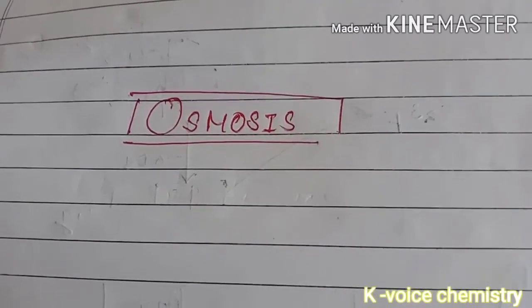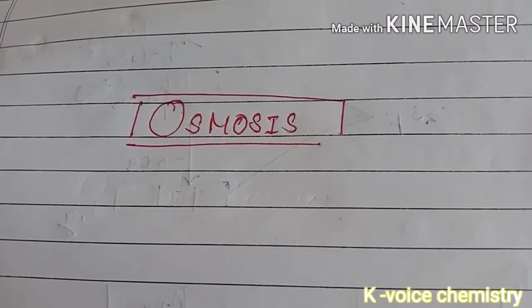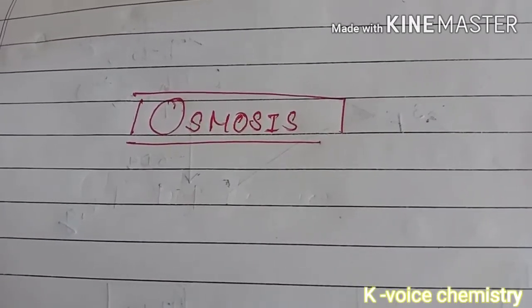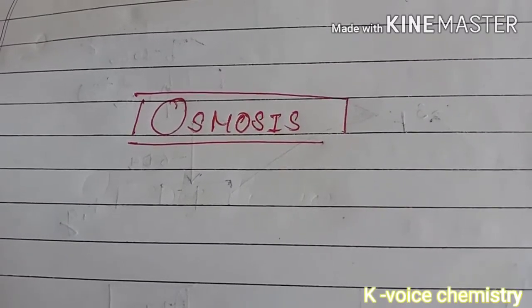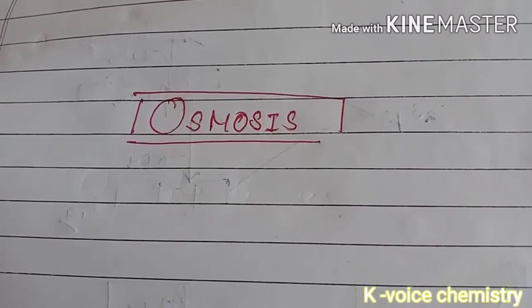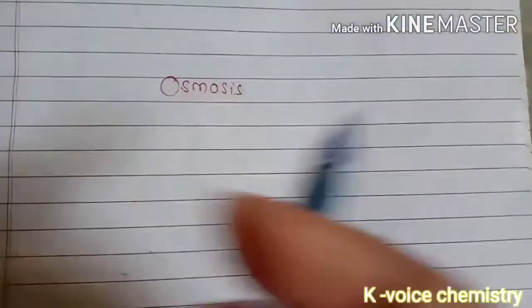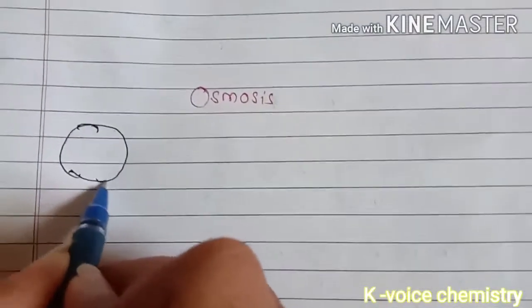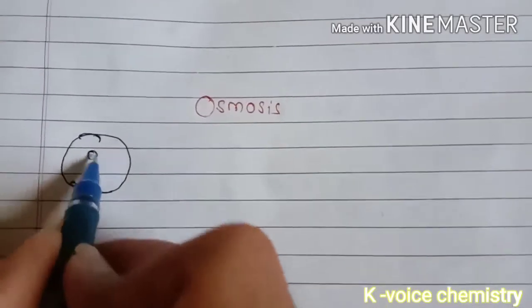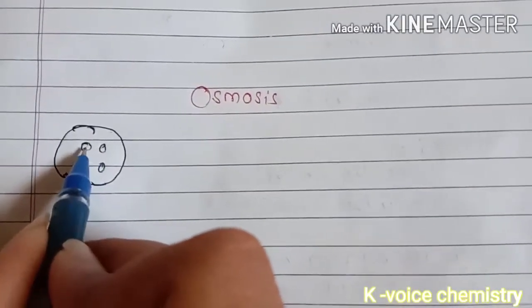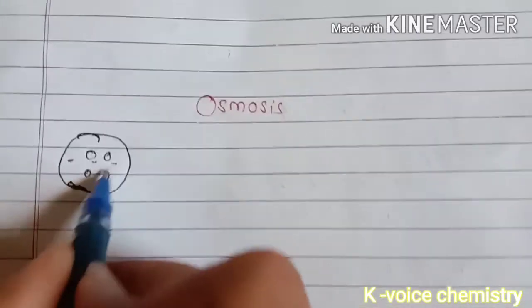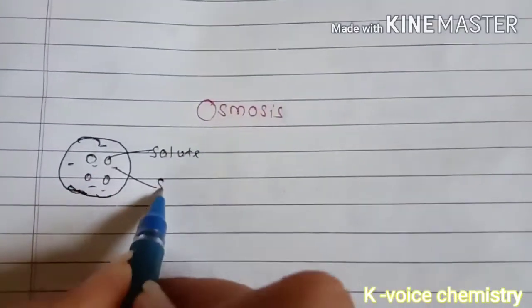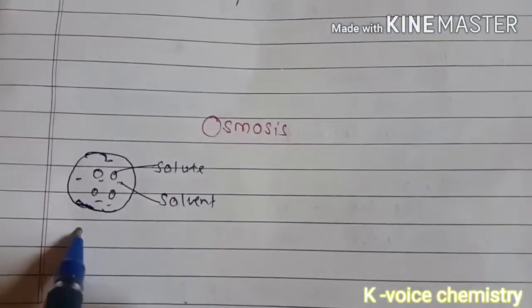Now what is this osmosis? Osmosis is simply a phenomenon where we see the movement of the water molecule, that is the pure solvent, from a lower concentration towards the higher concentration across a semi-permeable membrane. As you can see, here I have one solution, and as we know, the solution contains two components. One is the solute, these small circles, and this is the solvent. In the whole, this is the solution.